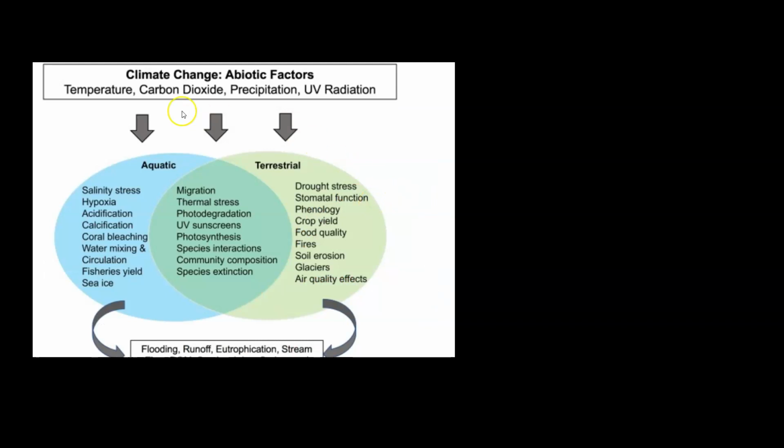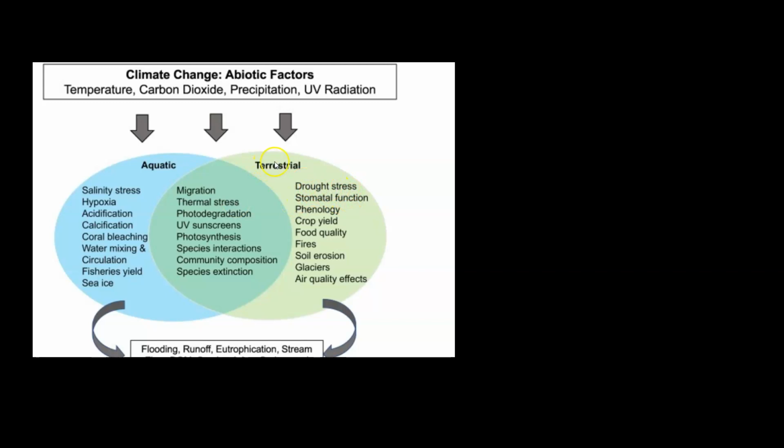This is a summary of different types of effects from climate change. So you can see here, ranging from aquatic to terrestrial ecosystems, we have everything from acidification of an aquatic ecosystem to thermal stress on different populations within that ecosystem. Thermal stress means increasing temperatures are causing problems for the organisms.